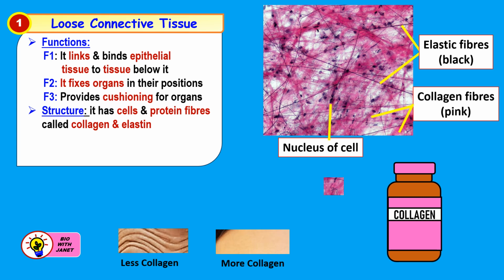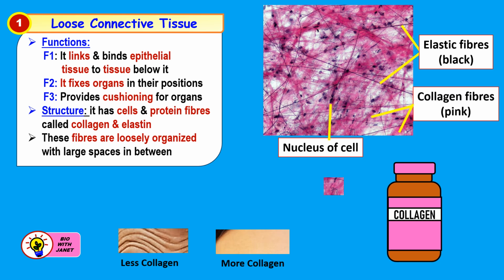Structure: it has cells and protein fibers called collagen and elastin in a matrix. Then these fibers are loosely organized with large spaces in between them, right? So here's a picture or photo of loose connective tissue. So we can see the two types of fibers here. The pink ones are the collagen fibers, right? The thicker ones here, okay, which are grouped together. And then we have the elastic fibers, which are the black ones, all right? They look like threads, thin threads like that. Then we can see some black spots here. These are the nuclei of the cells of the loose connective tissue, okay?